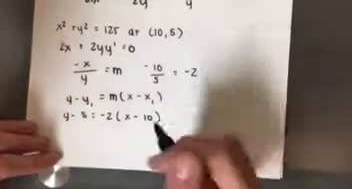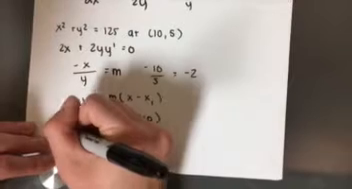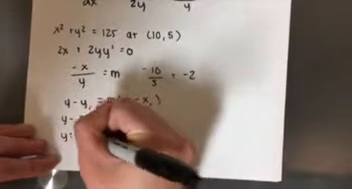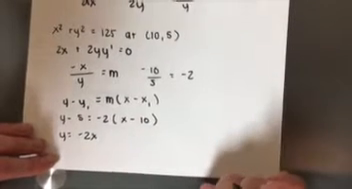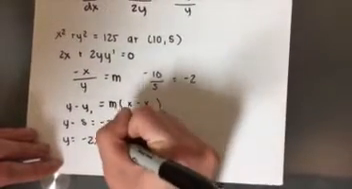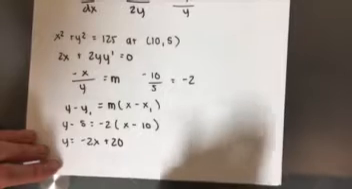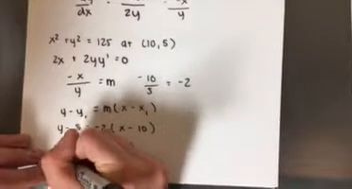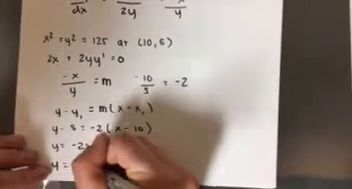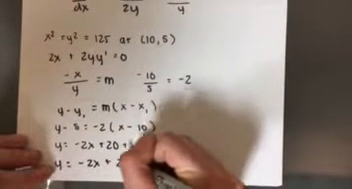So now you're going to simplify. So it's going to be y equals negative 2x, and then it's going to be plus 20 because a negative times a negative is a positive. And then you're going to add this 5 from the left side to the right. So it's going to be plus 5. So your equation for the tangent line is going to be y equals negative 2x plus 25.